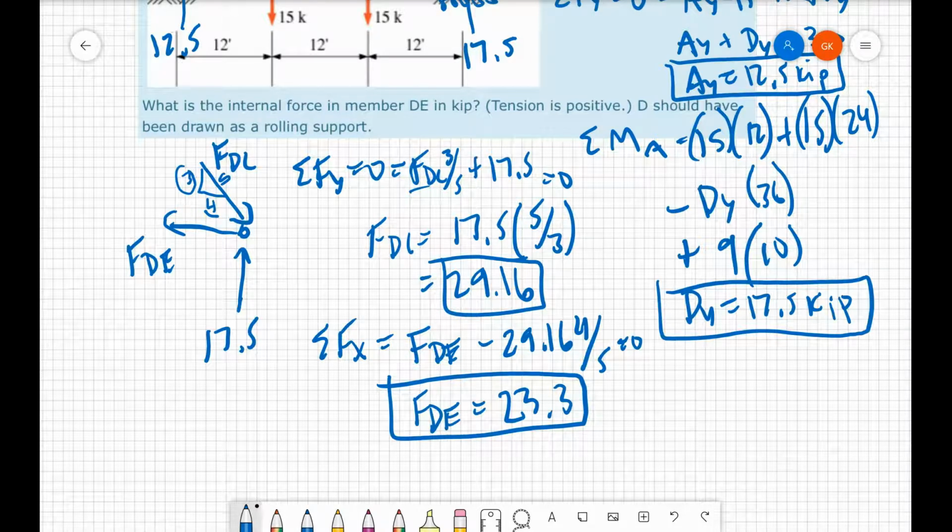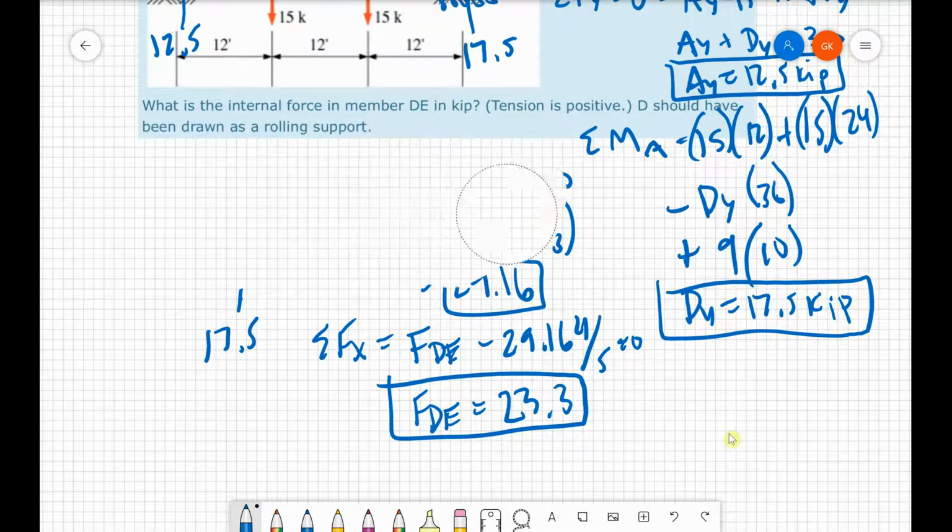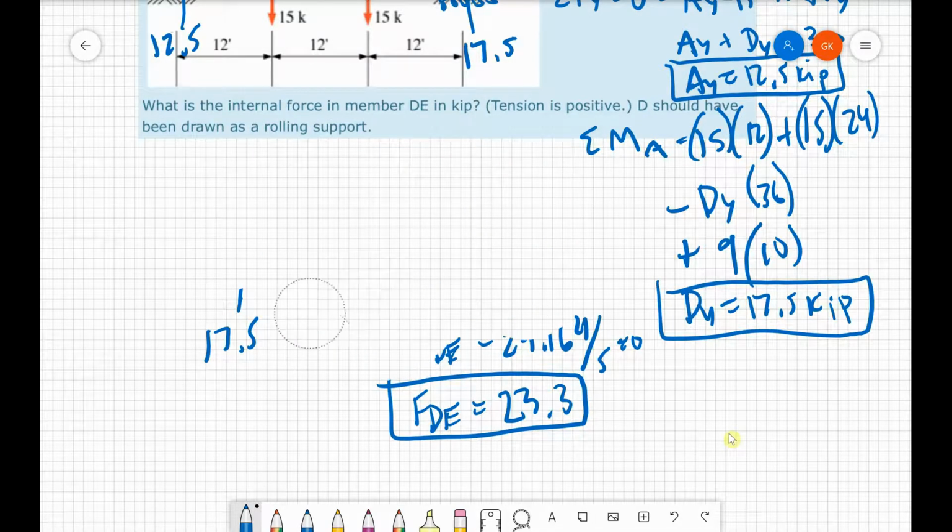Okay, so pause it here if you need more time to write down this work, because I'm going to erase what we just did, all this, so I can make some room to show you how I could have done it with method of sections. So it's all gone now. This is a video, so you can have as much time as you need to write things down.